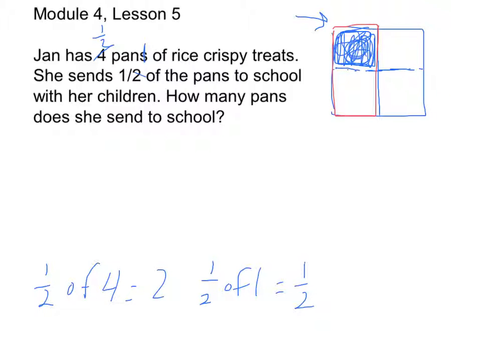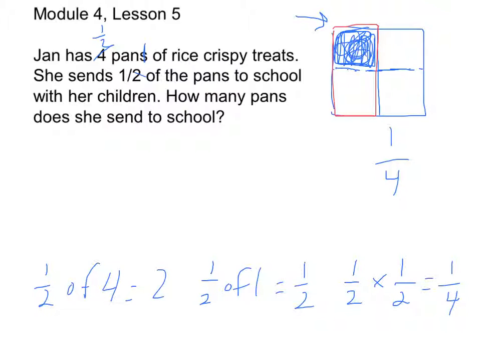Just looking at the picture, how much of the whole pan are we talking about? Well, now we see 1, 2, 3, 4 sections, and she's sending 1 of those. So half of half, I'm going to use an X instead of "of" because we know of means times. Half of half equals 1/4.